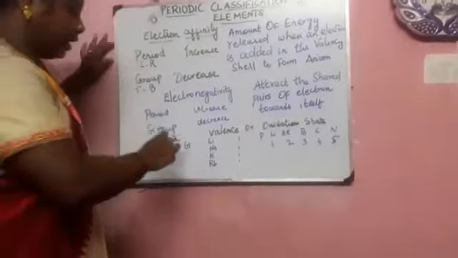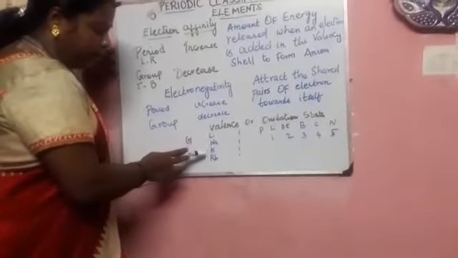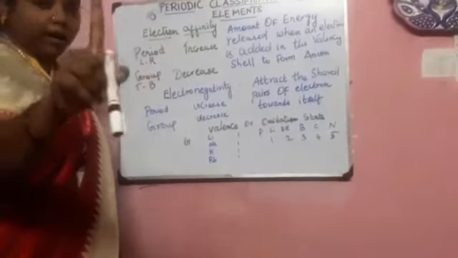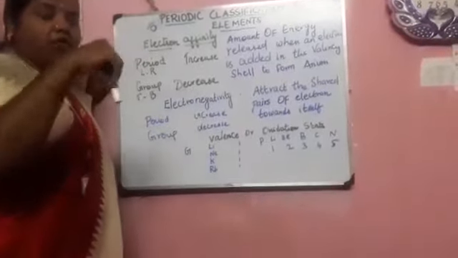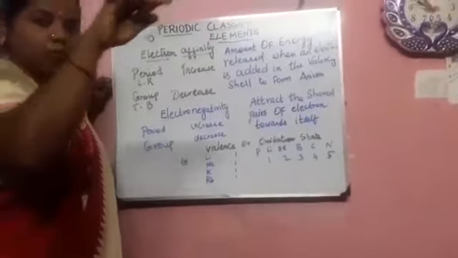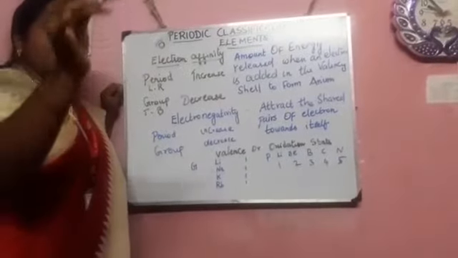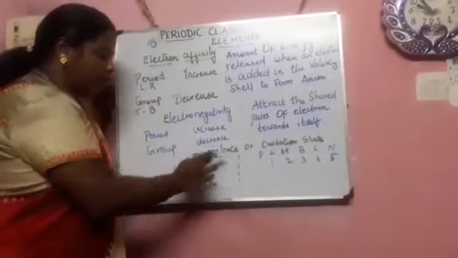Let's see the group: lithium, sodium, potassium, rubidium, all have valence shell 1. For example, lithium's atomic number is 3. Filling the shells, the first shell takes 2 and the second shell takes 1, so totally 3. How many electrons does the outermost shell have? Only 1, so the valence is 1.